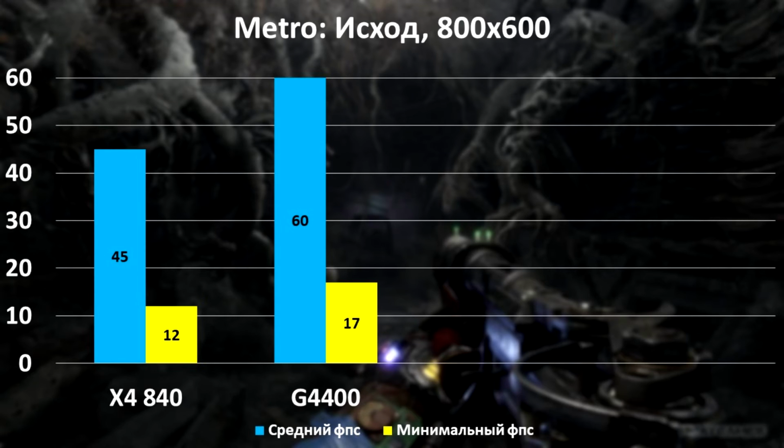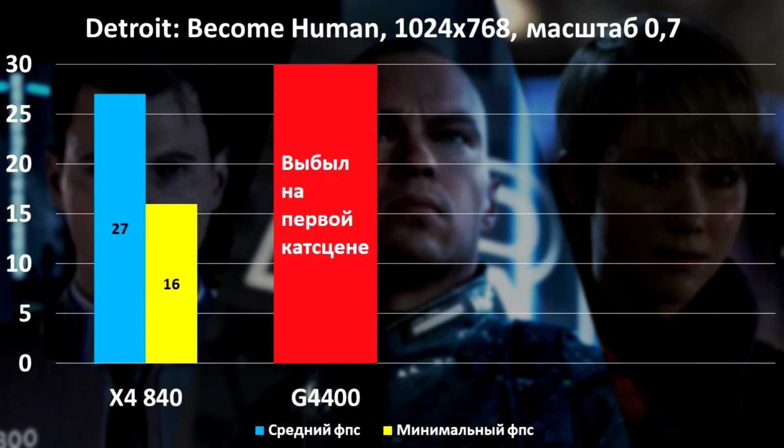A surprise game, thanks to the viewer suggestion: Detroit Become Human. 1024 by 768, resolution scale of 0.7. So much for interactive movies. Athlon is not without difficulties, but you can play it, and the game does not look very bad even in this resolution, because there is sharpening and all that.